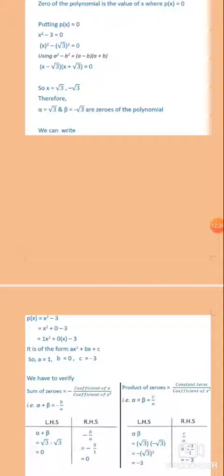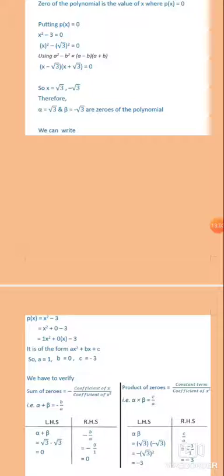Now sum of zeros is equal to minus of coefficient of x by coefficient of x square. That is, alpha plus beta is minus b by a. Alpha plus beta is plus root 3 minus root 3, which is equal to 0. So minus of b by a, minus of 0 by 1, is 0 itself.